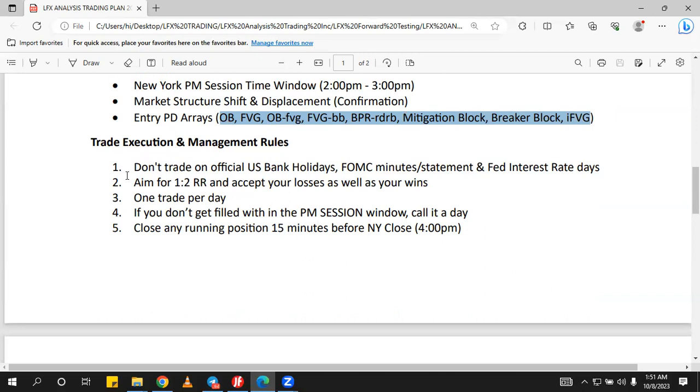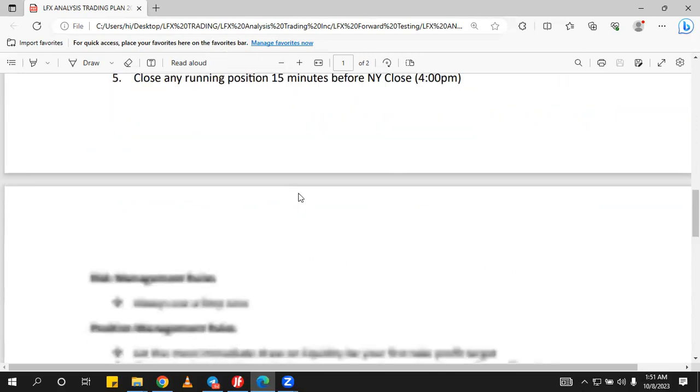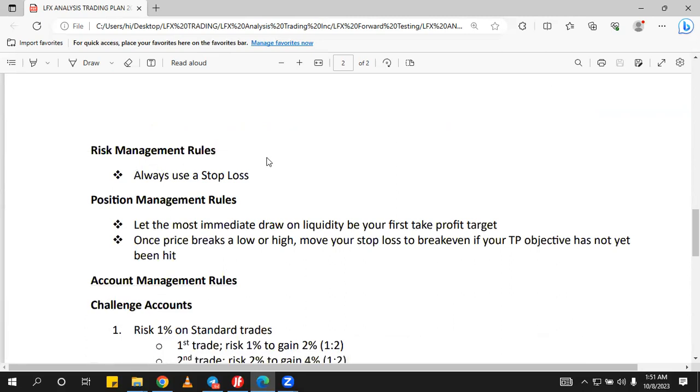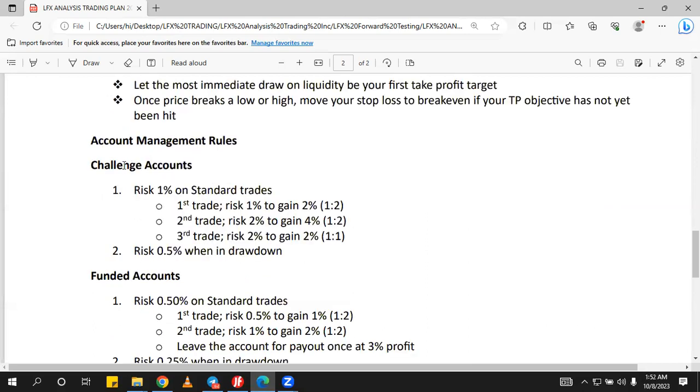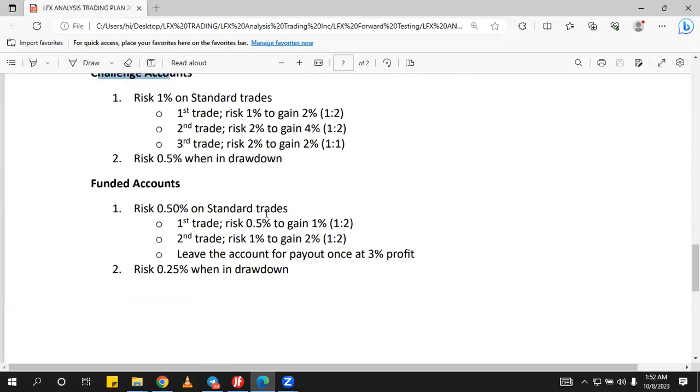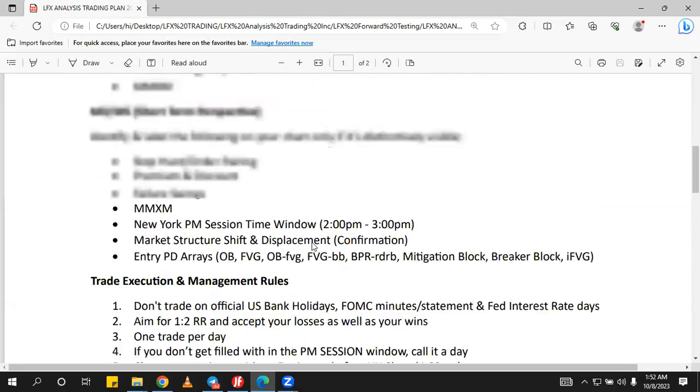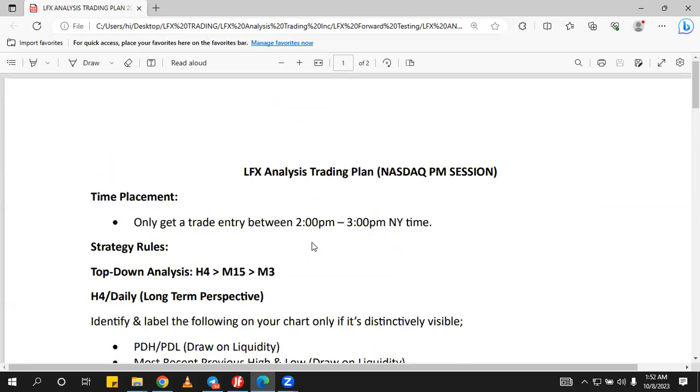These are just some trade execution and management rules. Then, of course, we have risk management rules, position management rules, and finally, account management rules, for those who are doing challenge accounts and for those who have funded accounts. So this is just a summary of the trading plan which I use at the moment.